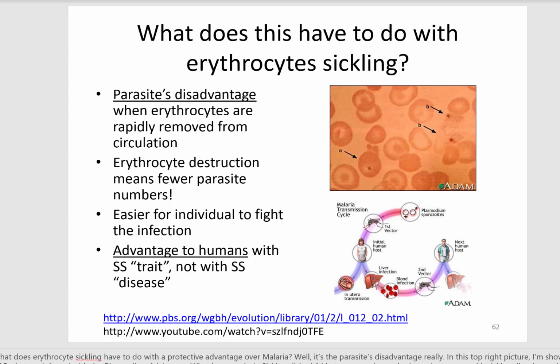Therefore, if you survive the malaria, you get to propagate. You find a spouse and start to have children. That's the reason why this bad gene for sickle cell is in such high frequency in the African American population. The advantage, like I said, is for sickle cell trait, not for sickle cell disease. Obviously, there is no advantage to having sickle cell disease.